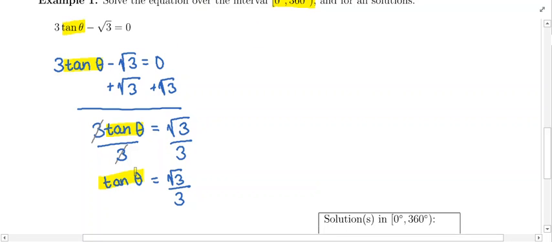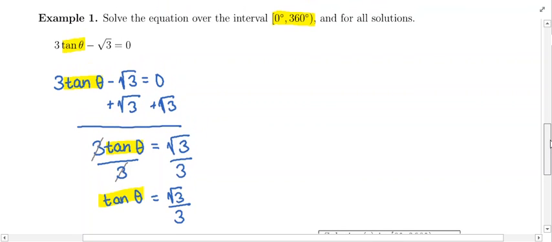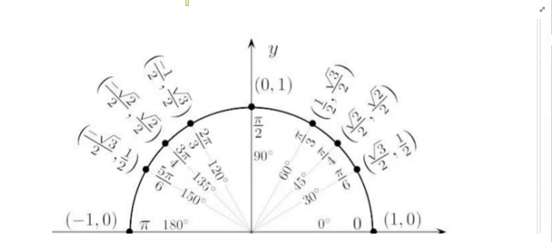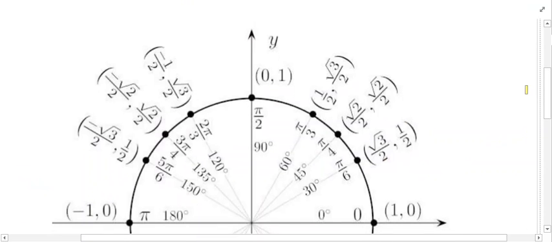Okay, what do you do now? Well, we're looking for the values of theta. I need the angles that if I take their tangent, it's going to be the square root of 3 over 3. So we need to first find the solutions within one revolution of the unit circle. You probably should look at your unit circle. So here we are. We need to solve this.